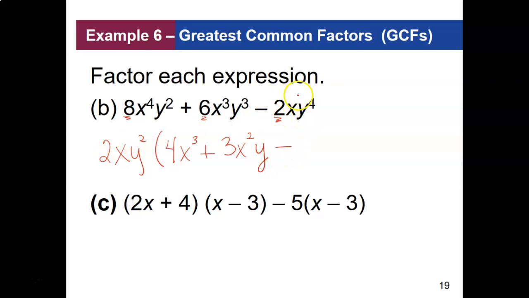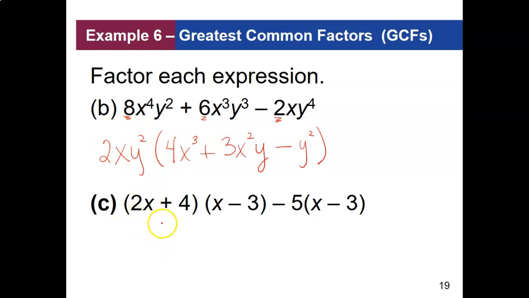And here 2 goes into 2 1 time, so we'll have 1 as our coefficient there. We took the x out and we took 2 of the y's out, so we'll end up with a y squared. If you want to check it, multiply it back out and make sure that you end up with this, and it should check and be correct. So the greatest common factor would be this 2xy squared.